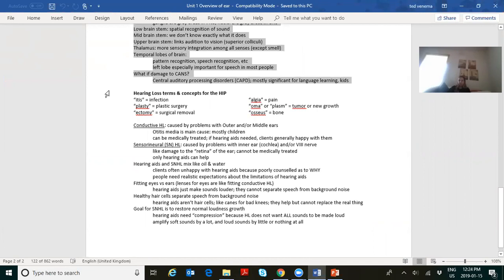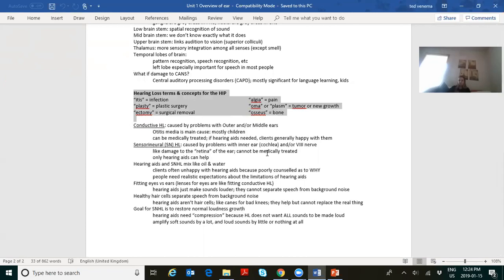Here's a few terms to think about in our field. Itis is infection. Algia is pain. So the word oto, O-T-O, means ear. Otalgia means ear pain. If you have itis being infection, otitis is ear infection. If the word plasty here means plastic surgery, otoplasty means plastic surgery of the ear.